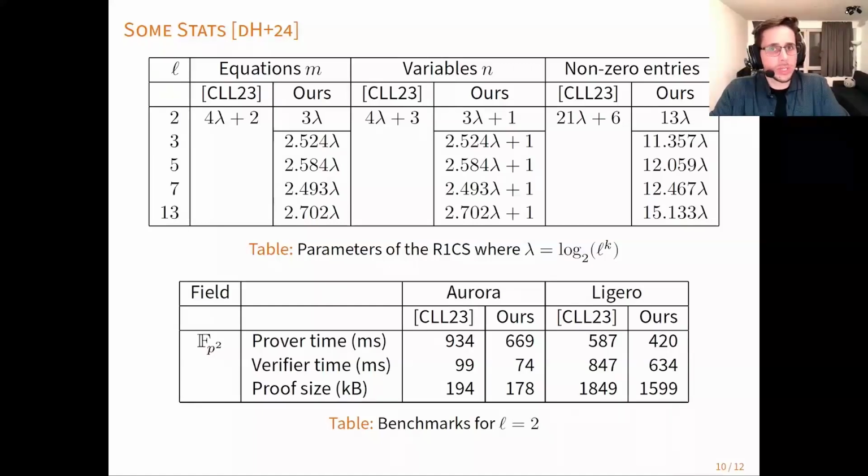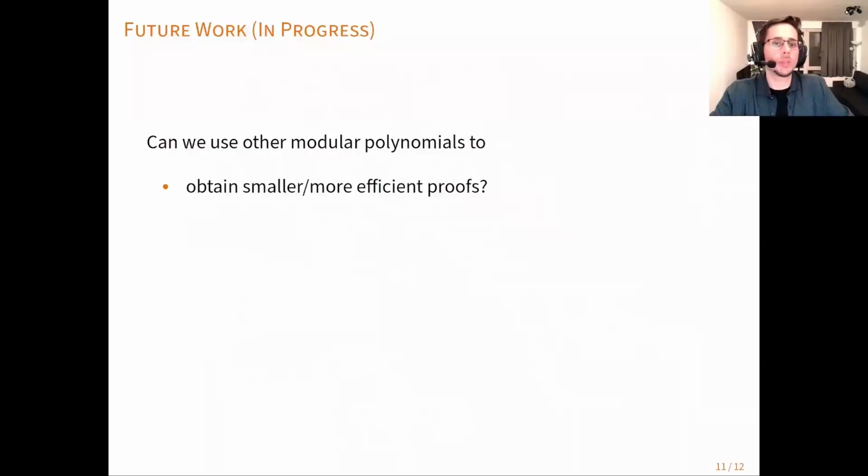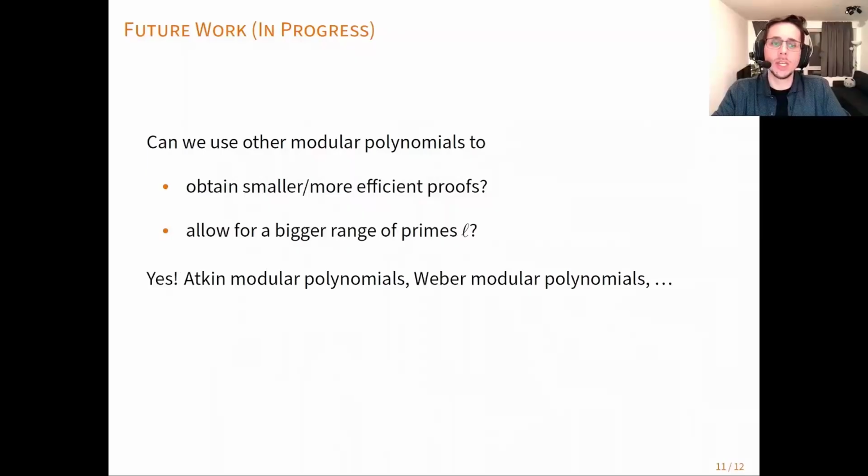Now, of course, to close out, there's the question of future work. Obviously, can we use different model polynomials to prove that attention at all, use more model polynomials or other ones to obtain smaller coefficient proofs, and maybe to allow for a bigger range of time steps? And the answer to both of these questions is yes, we can actually do that. These are the model polynomials that we're currently considering: the dependent model polynomials and the video model polynomials. But there are also other model polynomials which might be worth looking into.